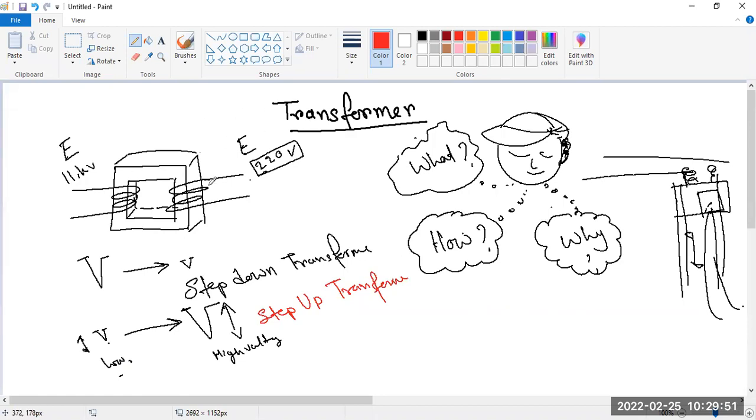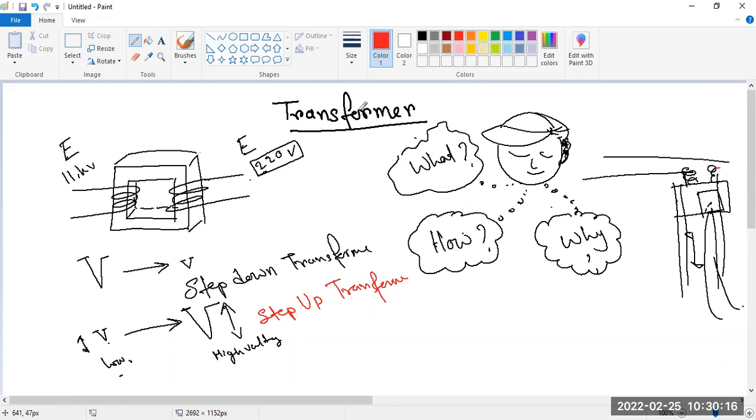So a transformer is a device which can convert one form of electrical energy to another form of electrical energy. Either it steps up the voltage or steps down. So if we give 11 kV and we get 220 V, just like for domestic purposes, then it is a step down transformer.